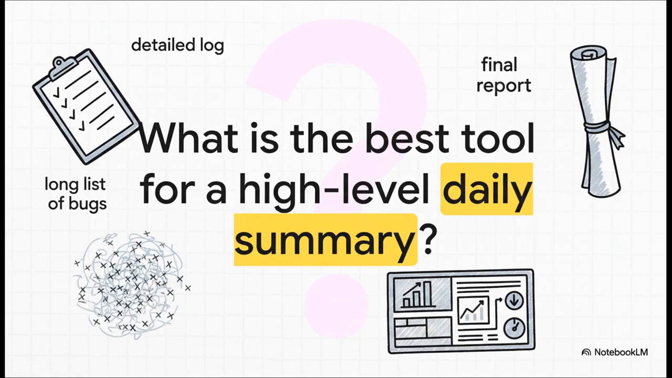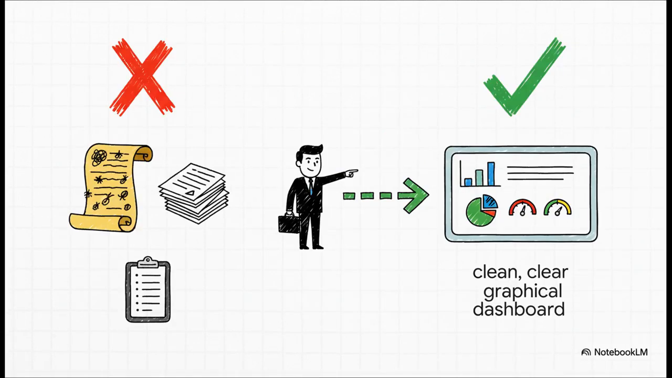Question 2 for you. You need to give a quick, daily, high-level summary to an executive. What's the best tool for the job? Is it A, a detailed log, B, a giant list of bugs, C, a formal final report, or D, a graphical dashboard with KPIs? And the answer here is D, a graphical dashboard.